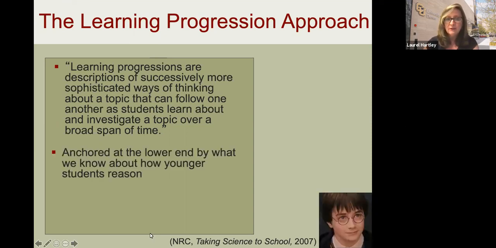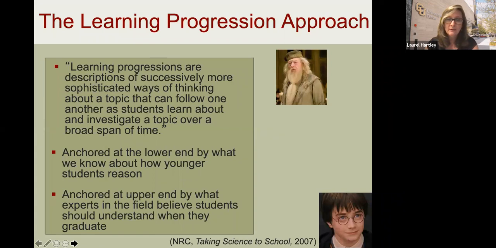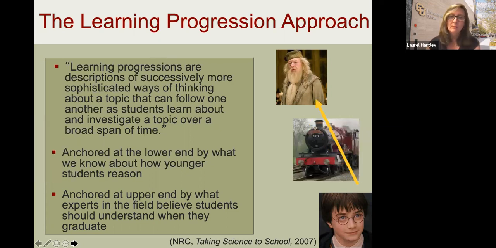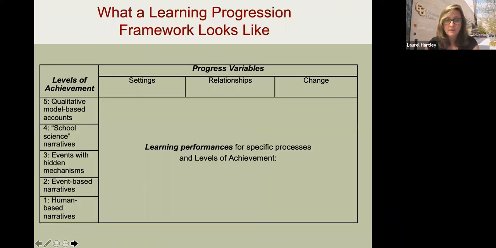So a learning progression is anchored at the lower end by what we know about how younger students reason. And this is all empirically determined by talking to students. And then it's anchored at the upper end by what experts in the field believe students should understand when they graduate. And the learning progression seeks to explain how that happens and see if we can make it efficient and make it so that students can achieve a high level of understanding. This is what a learning progression framework looks like. You've got progress variables here, and those are things that you can ask anybody about. You can ask a 6-year-old about it.